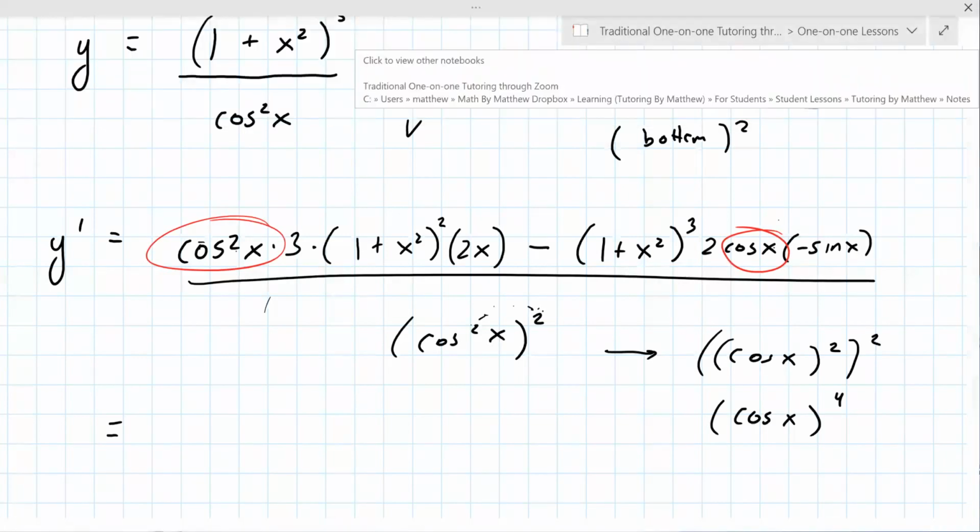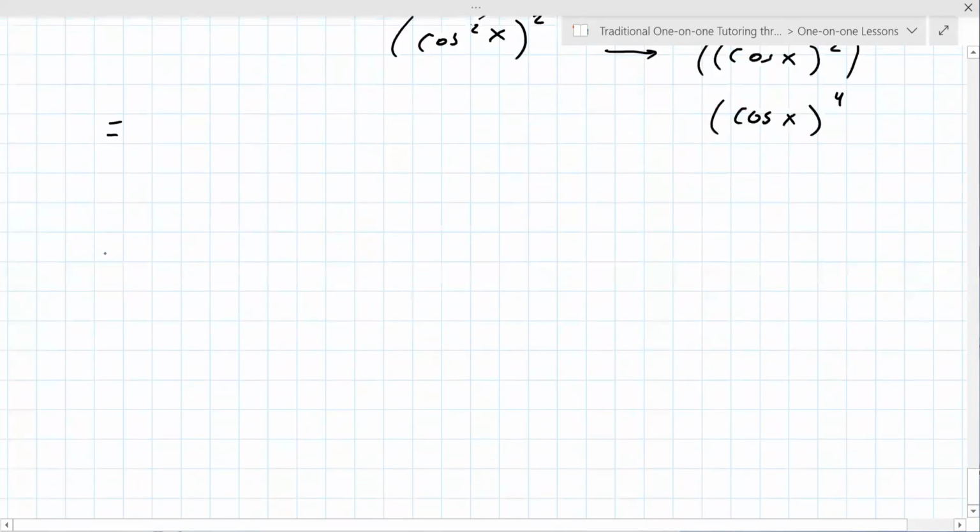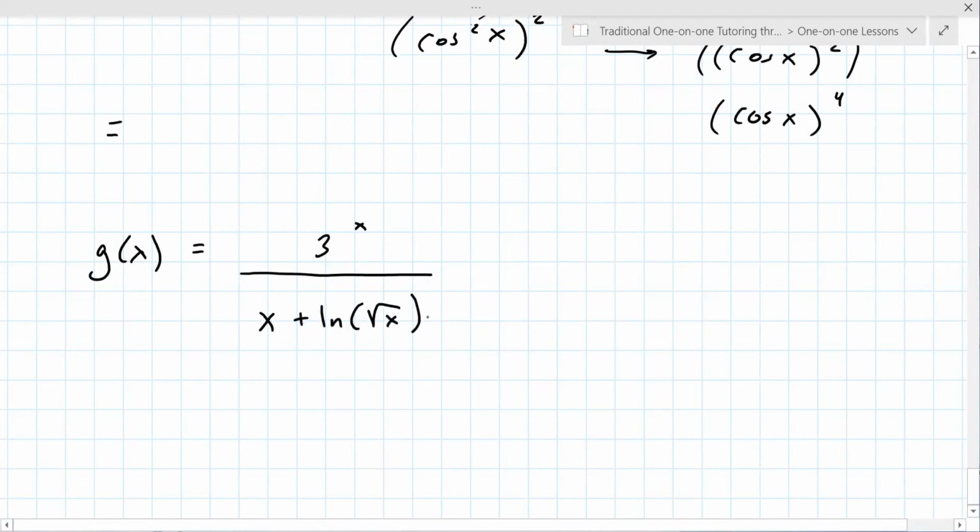They're going to give you lots of questions on it, but let me give you the last quotient rule problem that I think might be worth doing, because we haven't really talked about this derivative yet. So let's go with 3 to the x over x plus natural log of square root of x.